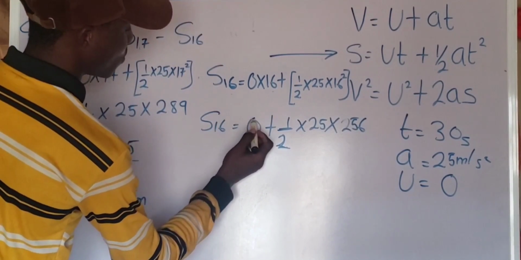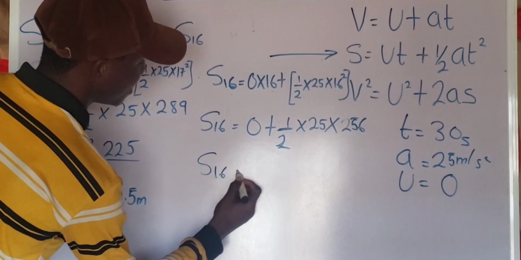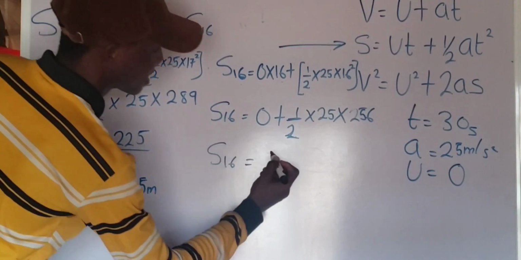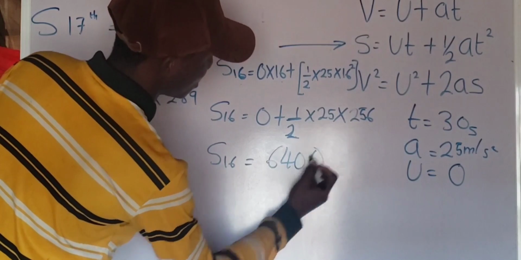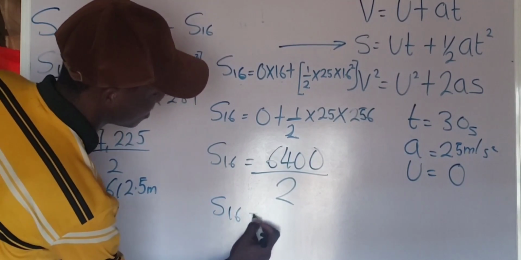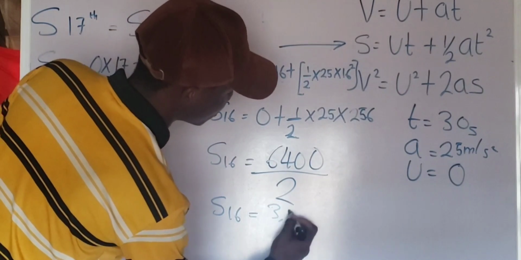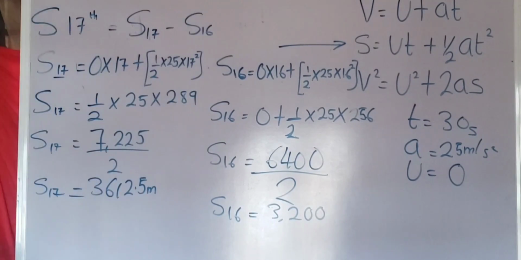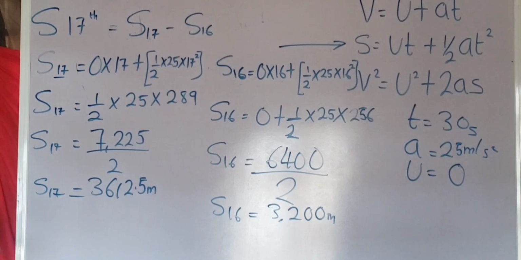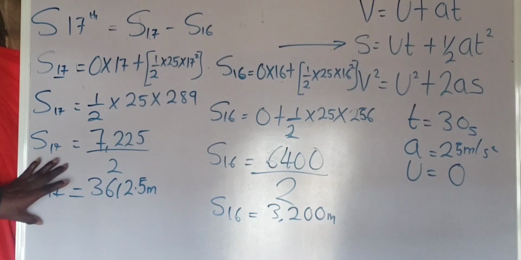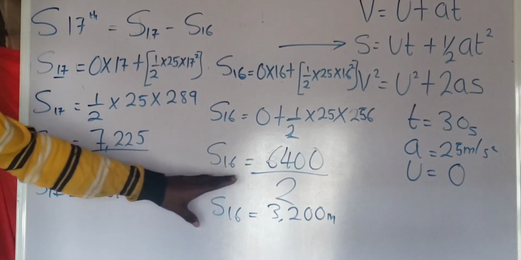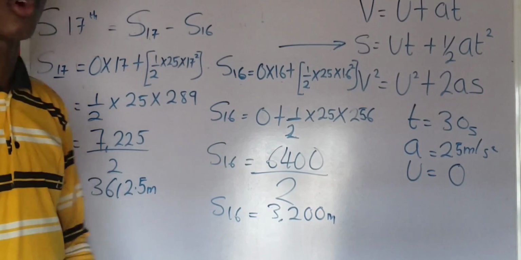This is 0, it's not 6. Okay, so x16 is equal to 25 multiplied by 256. That is 6,400. So I'm going to have 6,400 divided by 2. That is x16 equals 3,200 meter. It's very good that you put meter. Now we have gotten the distance that the Formula 1 covered in 17 seconds, and we have gotten the distance that the Formula 1 covered in 16 seconds of the motion.